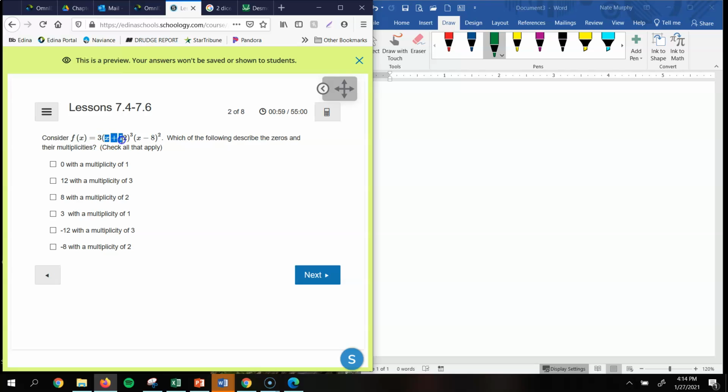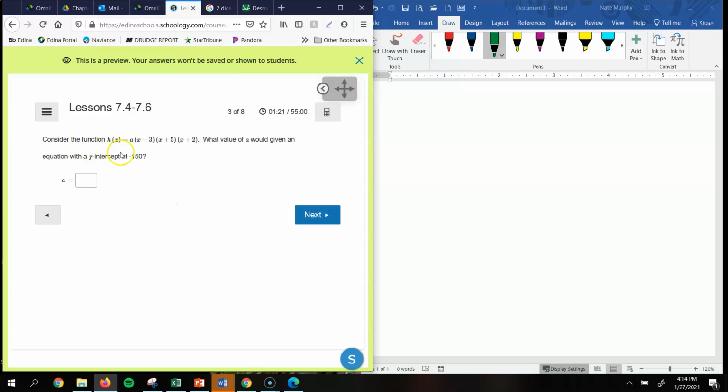What we would do is set the factors equal to 0. So the x plus 12, I'd set that equal to 0 and solve it, in which case I'd get negative 12, with a multiplicity of 3, because the exponent there is 3. This x minus 8, if I set that equal to 0, I would get positive 8. And it's squared, so it has a multiplicity of 2.